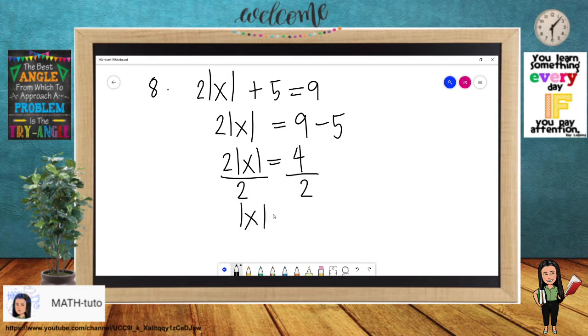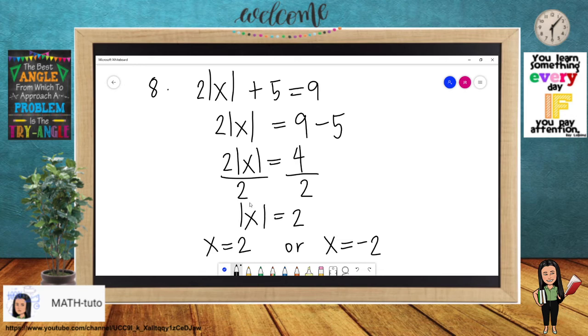Absolute value of x is equal to 2. Yan, ito na yung magiging dalawa. So, absolute value, x can either be equal to 2 or x is equal to negative 2. Okay? So, we will just apply the relation for absolute value wherein we have positive and negative of all the term inside the absolute value.